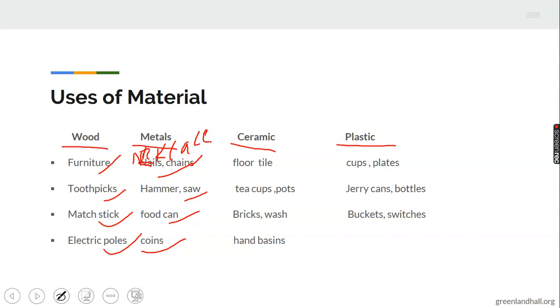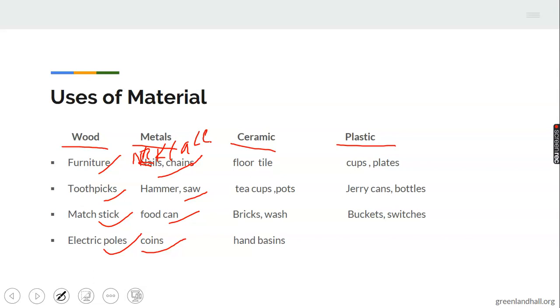Floor. Do you have a tile in the house? Your floor tile. Okay. It's made of ceramics. Do you have tiles on the wall of your bedroom? Do you have tiles on the floor of your bedroom? Do you have tiles in your parlor? If you have floor tiles in your parlor, or in your bedroom, or in the toilet, or in the kitchen, it's made of ceramics.